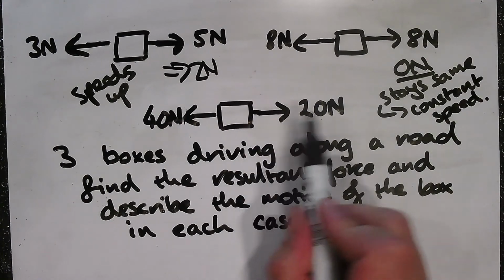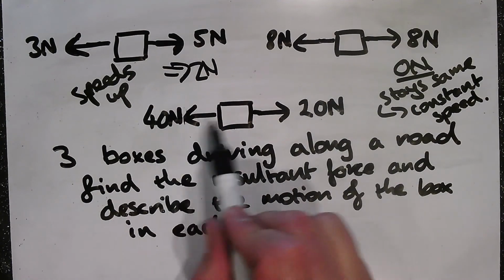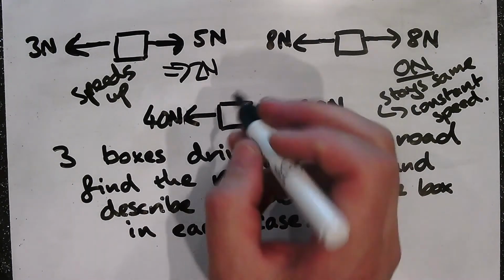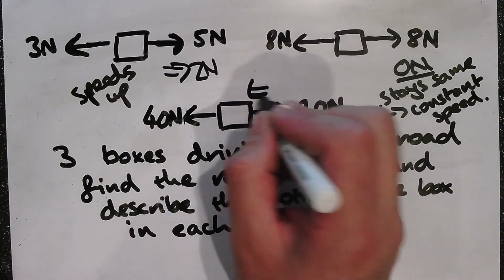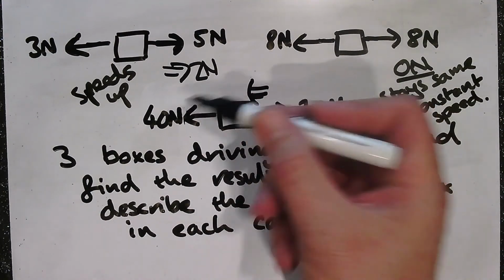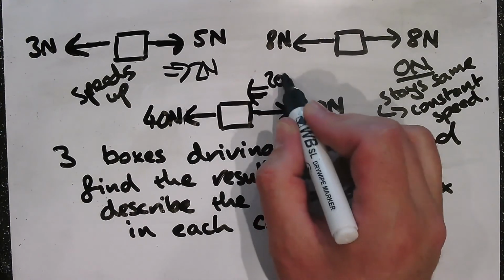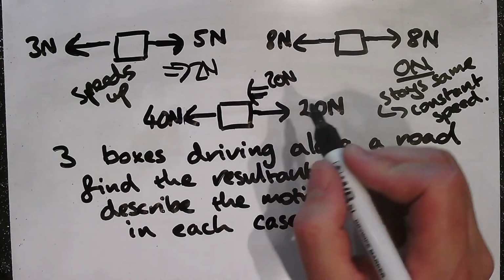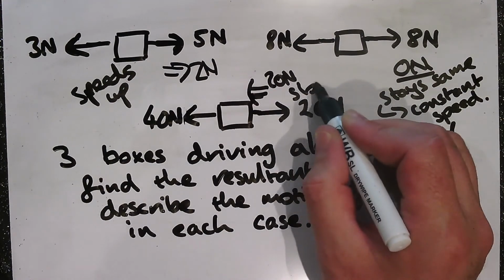This case here, 20 newtons to the right, 40 newtons to the left. The 40 newtons wins by 20, so I get a resultant force in that direction, 20 newtons. Assuming that this is my positive direction of motion, this case is going to be slows down.